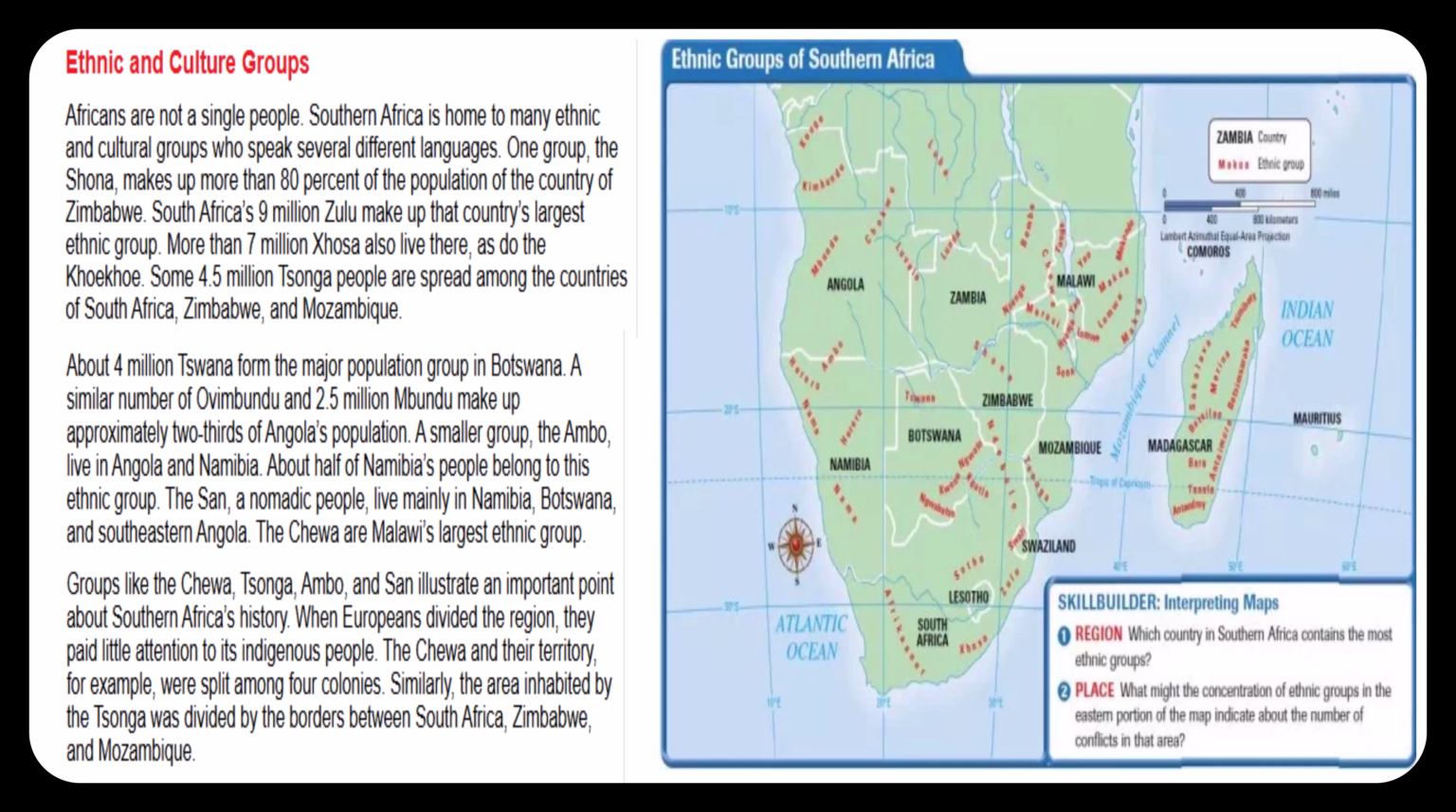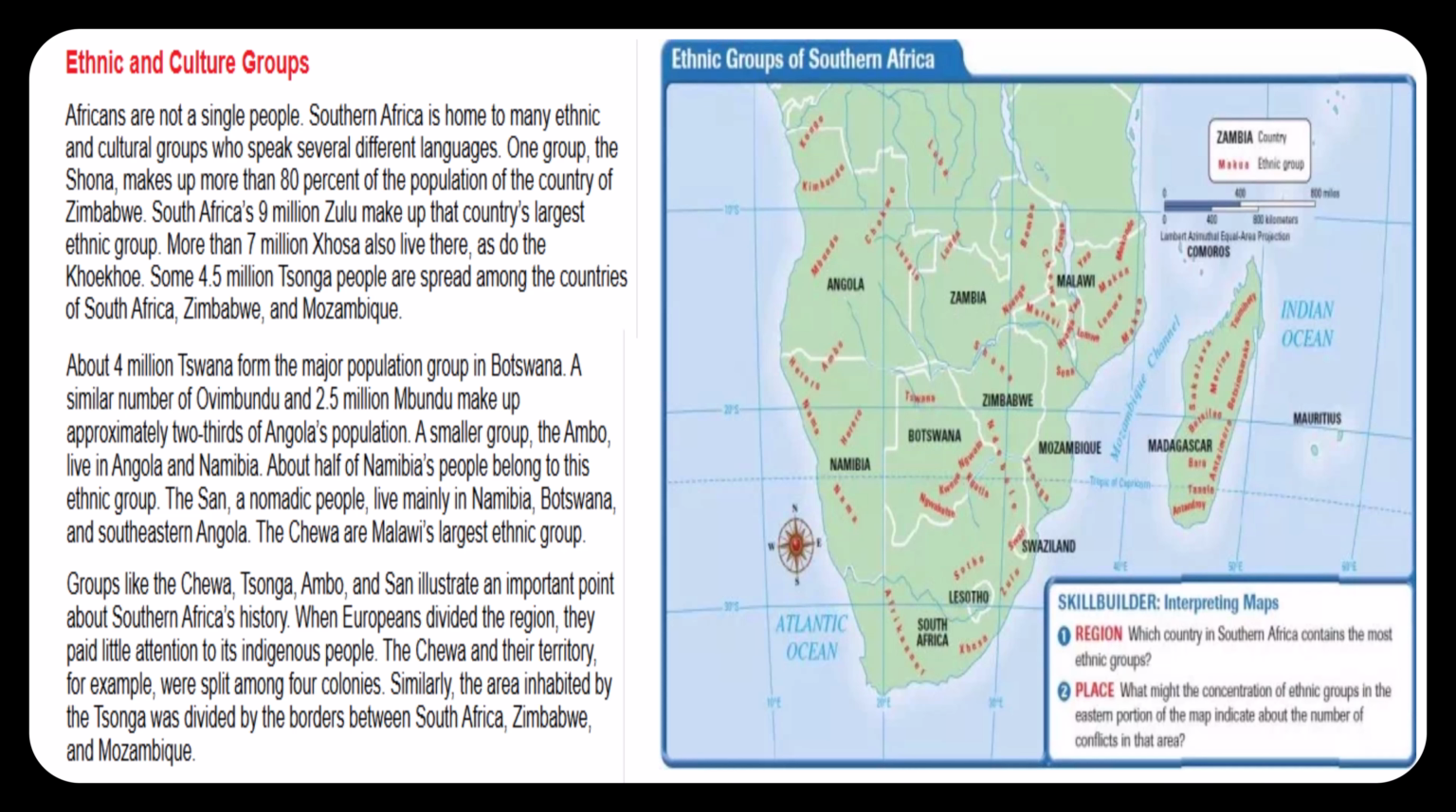More than 7 million Xhosa also live there, as do the Koko. Some 4.5 million Sangha people are spread among the countries of South Africa, Zimbabwe, and Mozambique. About 4 million Swana form the major population group in Botswana, a similar number of Ovimbundu and 2.5 million Mbunda make up approximately two-thirds of Angola's population.